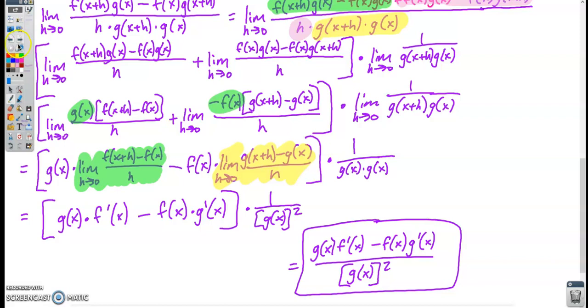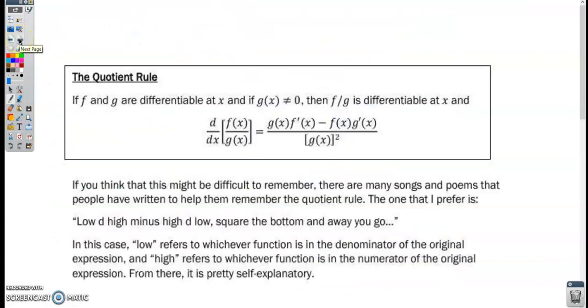Okay, and if we go over to the next page, you'll see we write the quotient rule out there. If f and g are differentiable at x, and if g of x does not equal 0, all bets are off here if g of x is equal to 0, then f over g is differentiable at x, and the derivative of f of x over g of x is g of x times f prime of x minus f of x times g prime of x all over g of x quantity squared. This is by far the most complicated rule that we've talked about so far for finding derivatives.